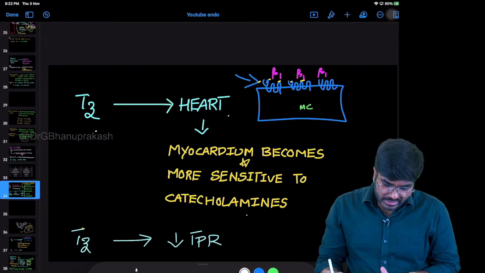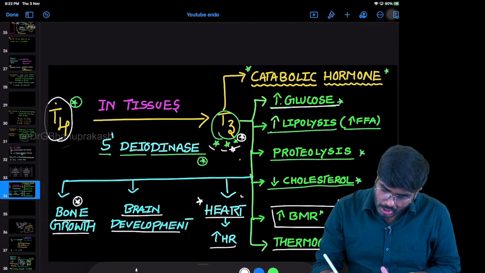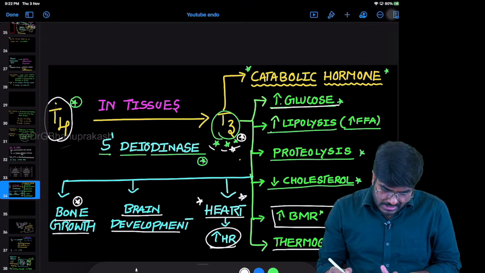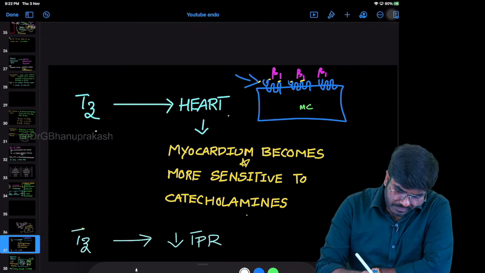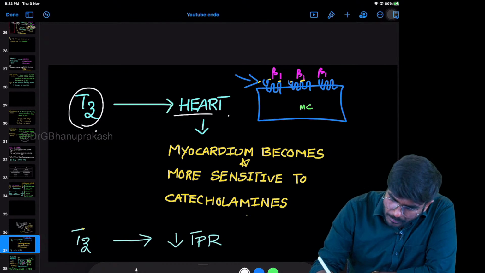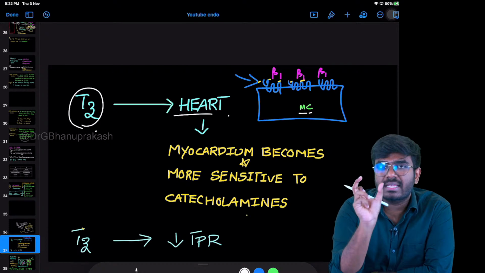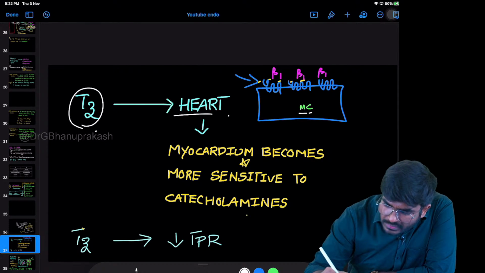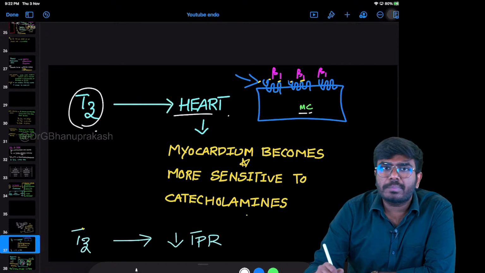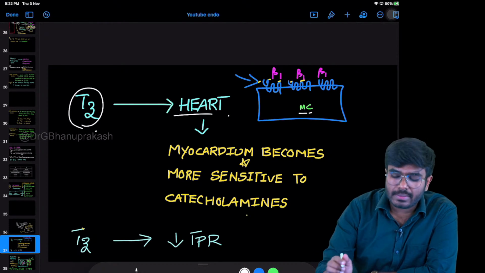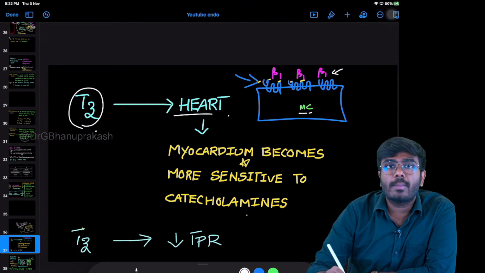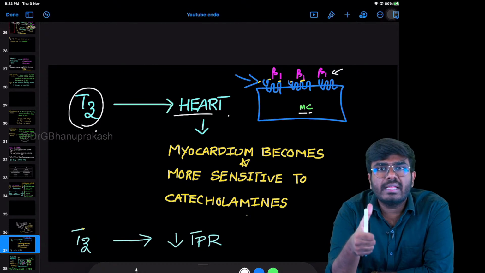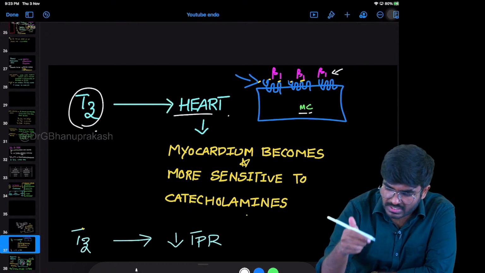Thyroid hormones, I have shown you, they are acting on the heart. They are increasing the heart rate. What exactly is this, sir? The statement is very important. See here. See, T3 is acting on the myocardium. I am taking one heart cell, a ventricular myocardial cell. We all know that on the ventricular myocardial cell there are sympathetic nervous system receptors. What are they? Beta 1. So, on this myocardial cell, there is a beta 1 adrenergic receptor.